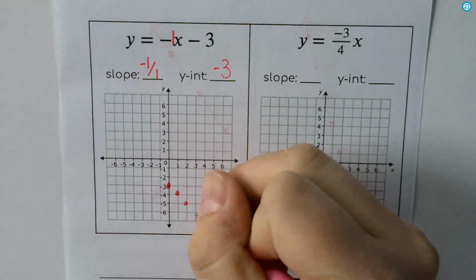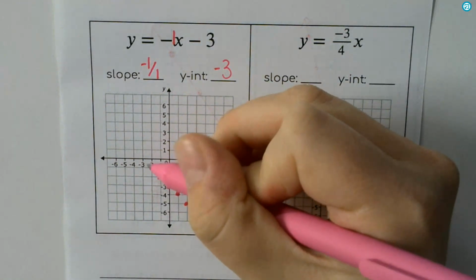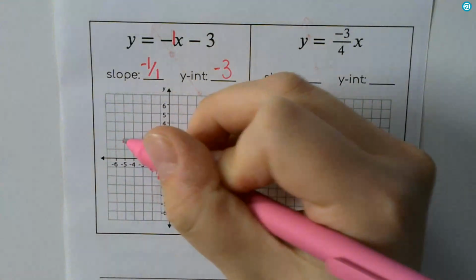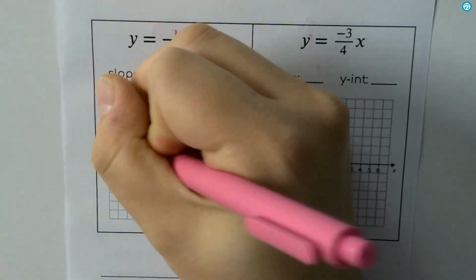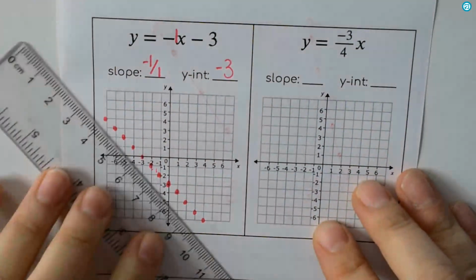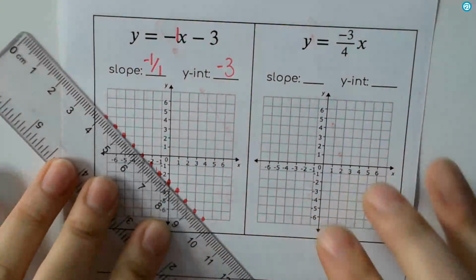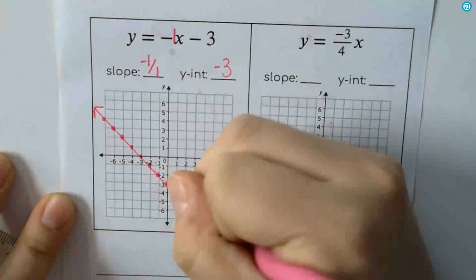I know it's a lot of little teeny tiny dots, but I promise when we get to unit 3, you're going to be glad you're in the habit of doing it. You can also go up 1, left 1. It doesn't take that long. Connect those puppies. And after you graph it, you can check: does this have a slope of -1? Yeah, it does. Does it have a y-intercept of -3? You can check yourself.